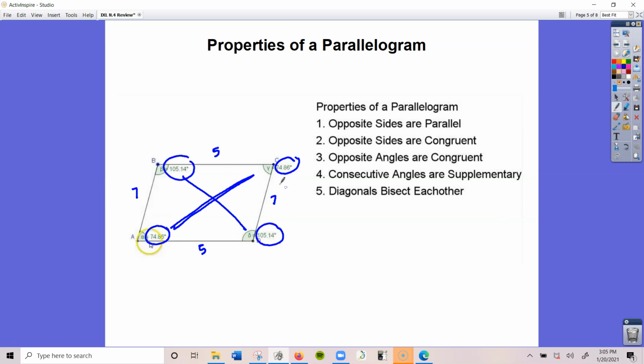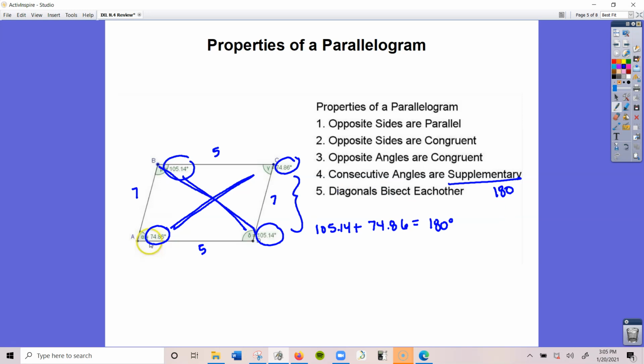And then adjacent angles, which are the ones that are next to each other, these would add up to 180. So if you have 105.14 and you were to add 74.86, that would give you 180 degrees. So consecutive angles, which are the ones that are right next to each other like that, not opposite, are supplementary, remembering that it's 180. And then additionally, the diagonals bisect each other.